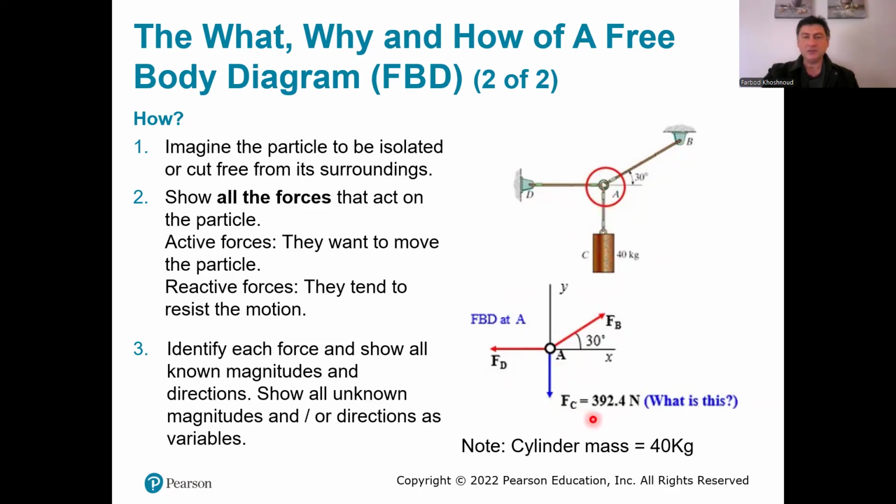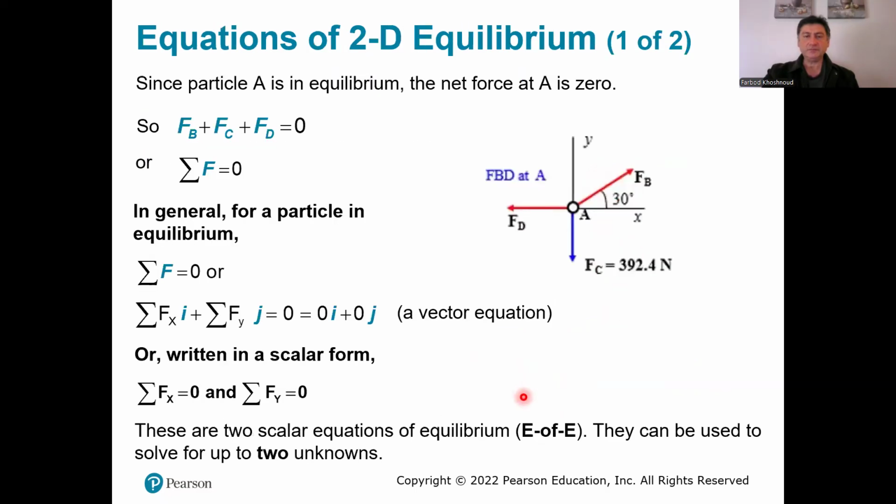Drawing this FBD or free body diagram helps us to obtain the unknown forces. In this particular case, we know the force in this cable C, AC, and then from that we can calculate the forces in the other 2 cables. So in this equilibrium, since A is in equilibrium, the net force at A is 0. Therefore, if you add the force vectors F sub B, F sub C, and F sub D, the sum is equal to 0, F sub B plus F sub C plus F sub D equals 0, and we can show the same thing with this sum notation or sigma notation.